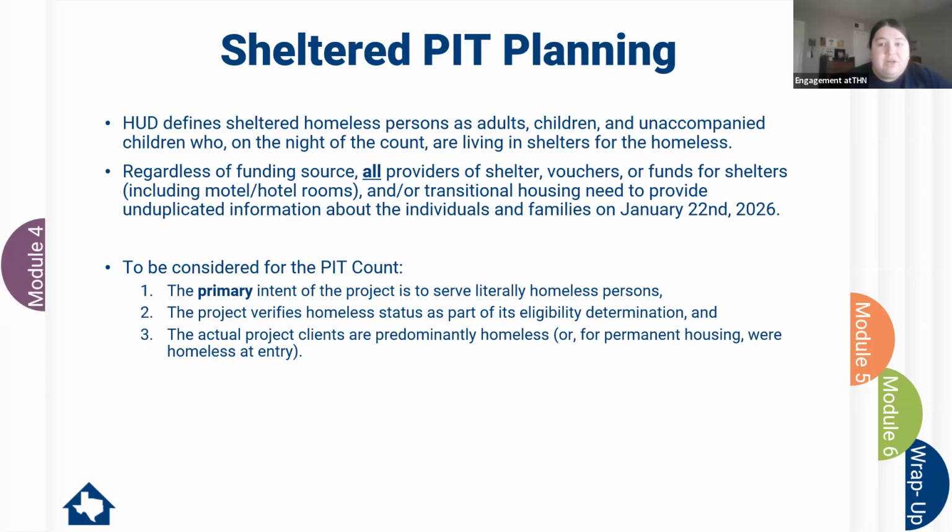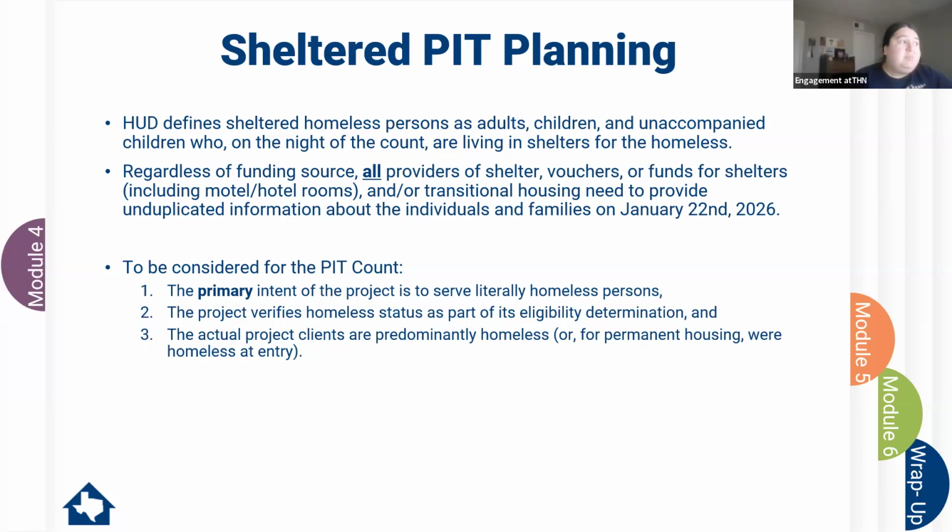In order to be considered an emergency shelter project or a transitional housing project, they need to meet the following 3 criteria. The first criteria is that the primary intent of the project is to serve literally homeless people. Sometimes you might have a project where the primary intent is to serve people that are in recovery or foster youth, or other populations. This distinction is pretty important. We just need to make sure that the primary intent of the project is to serve people that are experiencing homelessness.